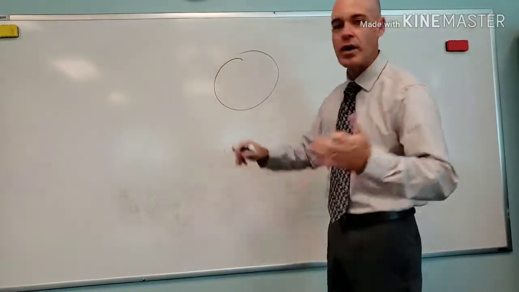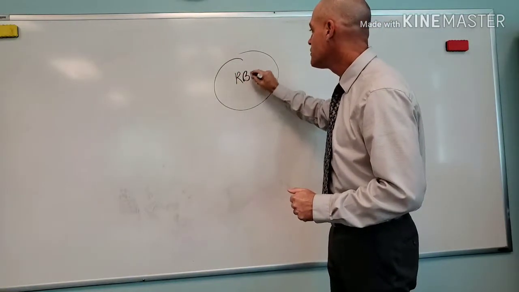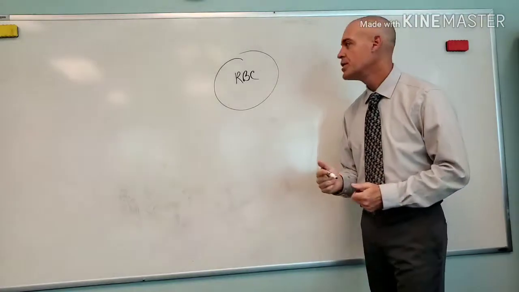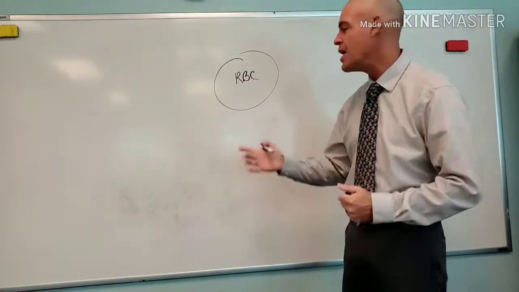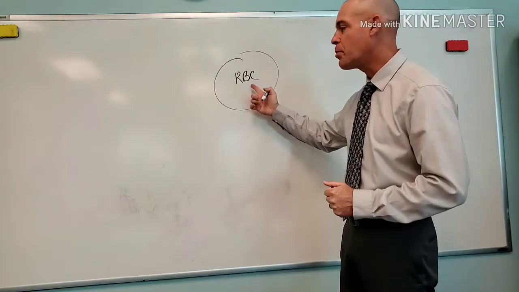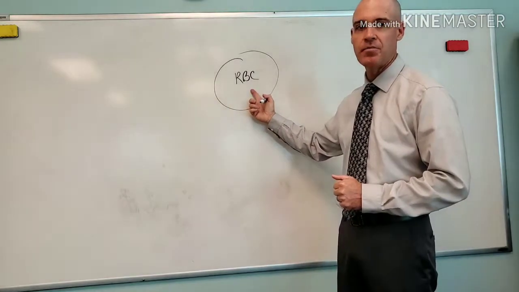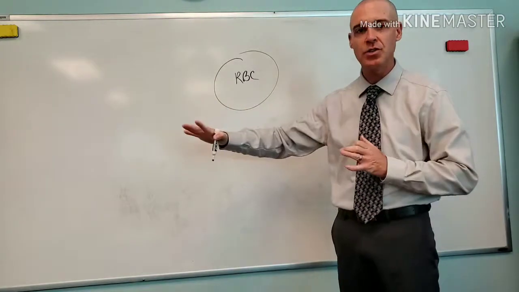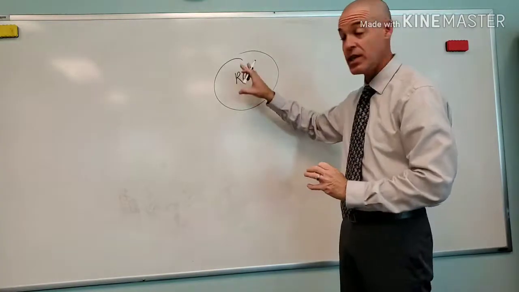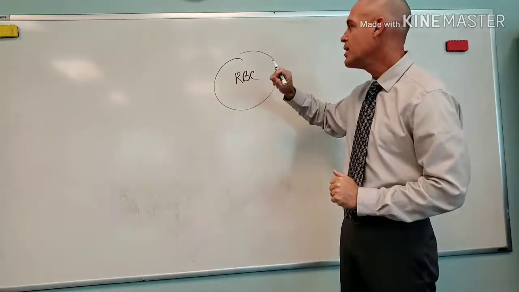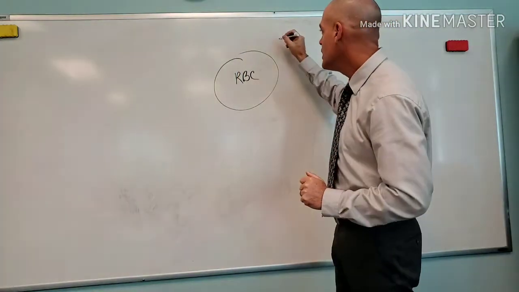Of course, everybody has red blood cells. Red blood cells are the most numerous blood cells in the body. 45% of your total blood is made of red blood cells. And of course, the purpose of red blood cells, as we've mentioned in another video, is to transport oxygen to the tissues by oxygen binding onto hemoglobin, which is also on the red blood cell.